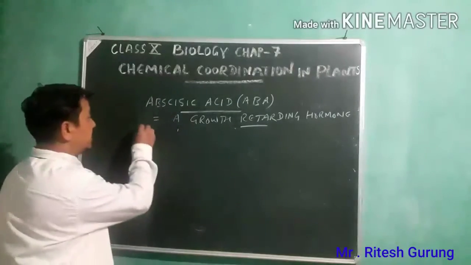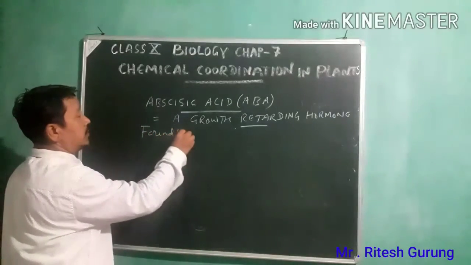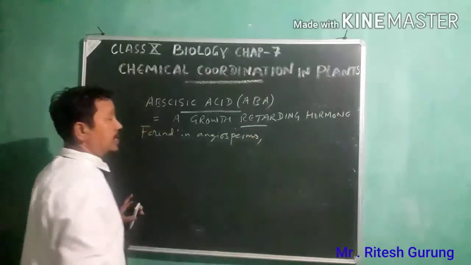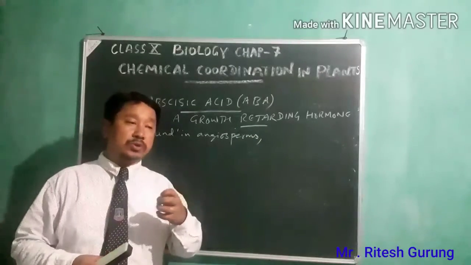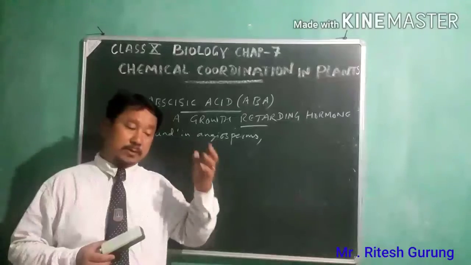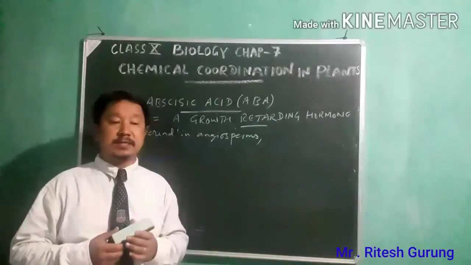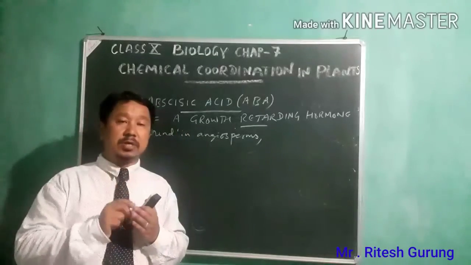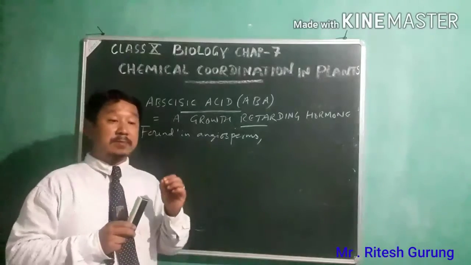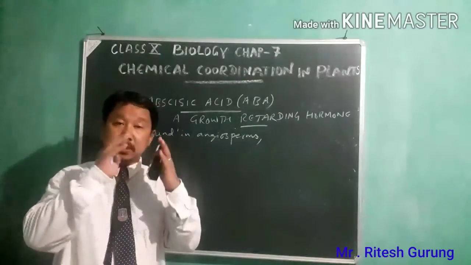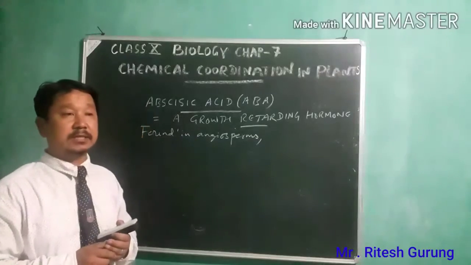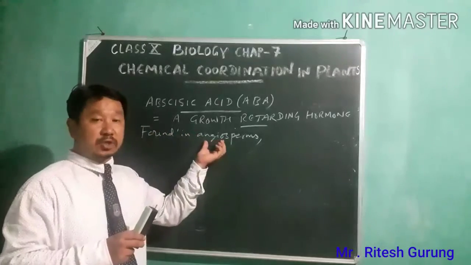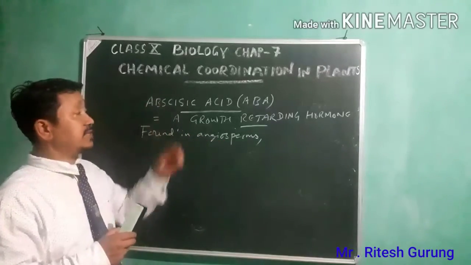It is mainly found in angiosperms. Angiosperms means the most developed plants, the flowering plants having the seeds enclosed in a fruit. That's the most special property of angiosperms. Plants like beans and mango all come under angiosperms. So in angiosperms also this abscisic acid is found.